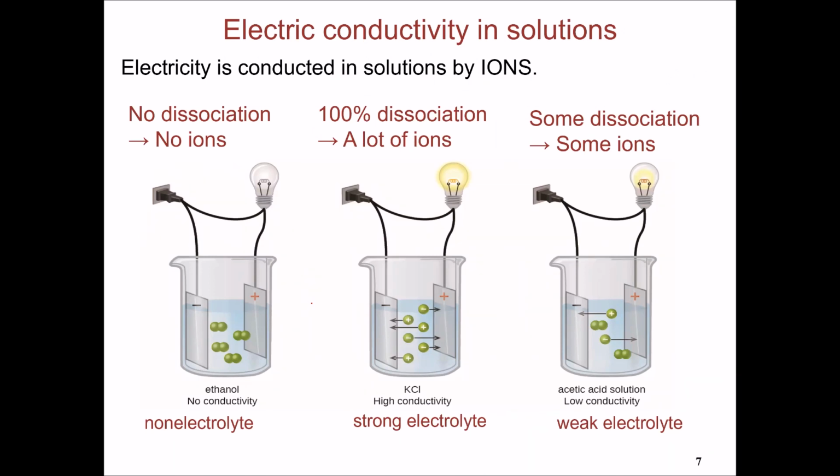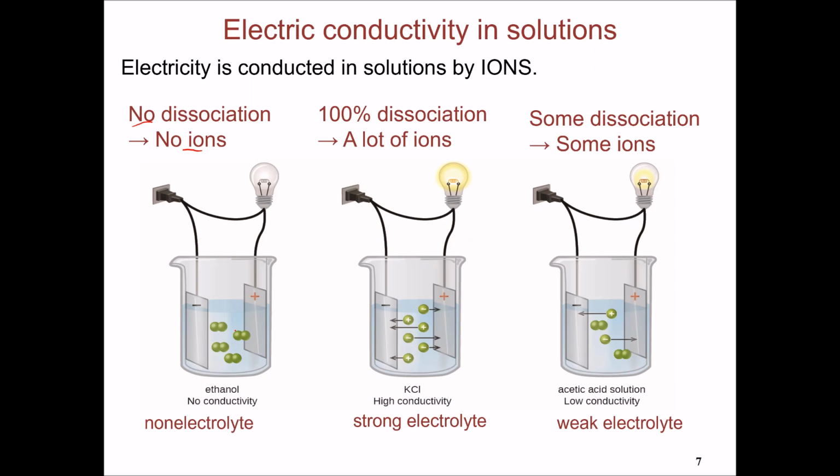When you have molecular dissolution or no dissociation, you will have no ions in solution. So that solution will not be able to conduct electricity, because a prerequisite for conducting electricity is having ions in solution. Since we don't have ions in solution, no conductivity will be observed. And that type of solution is called a non-electrolyte. It doesn't conduct electricity at all.